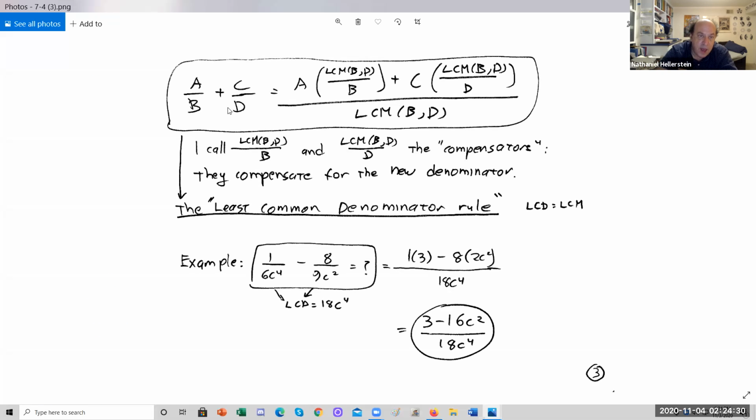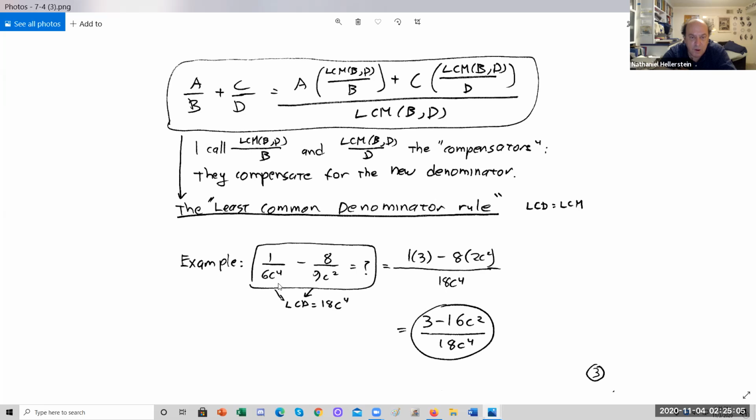All right, so to add 2 fractions, instead of b times d, we can have the least common multiple, also called the least common denominator. And a times, well, how many times b goes into the least common multiple? And here's c times how many times d goes into the least common multiple. Now I call these two things, the LCM divided by b and by d, compensators. They compensate for the new denominator.